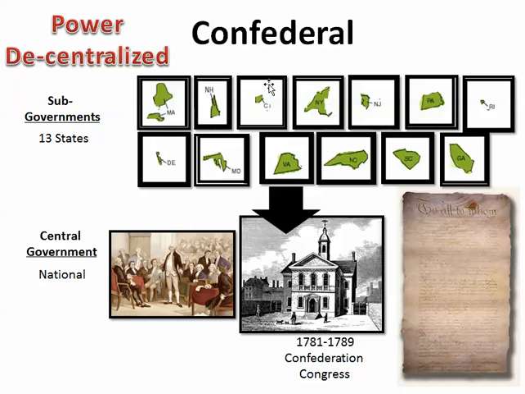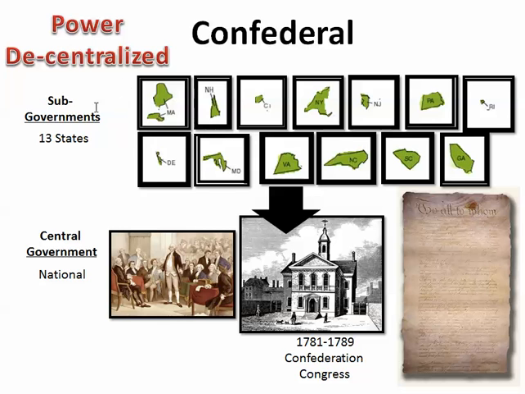Now the power is going to flow from this decentralized area, these sub-governments, 13 states, and they're going to agree to combine together in this loose league of friendship and create, under the Articles of Confederation, the Confederated Congress, and it's going to last from 1781 to 1789. And we see confederal in the name Confederated Congress, or Articles of Confederation. The central government here is going to be left weak under the national government. Not much power here. We're going to talk about those weaknesses in a moment.